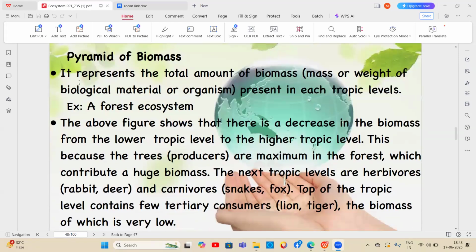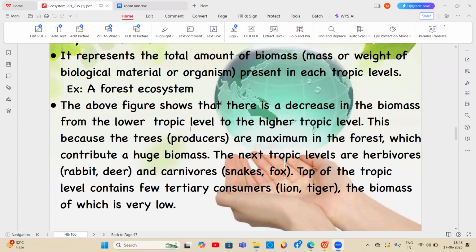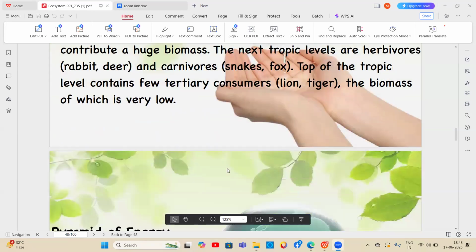So the pyramid of biomass represents the total amount of biomass, that is the mass or weight of the biological material present in each trophic level. In the above figure, there is a decrease in the biomass from the lower trophic level to the higher trophic level. This is because the trees are maximum in the forest, which contribute huge biomass. The next trophic levels are herbivores and carnivores, and the top trophic level contains few tertiary consumers, so the biomass is also very less.